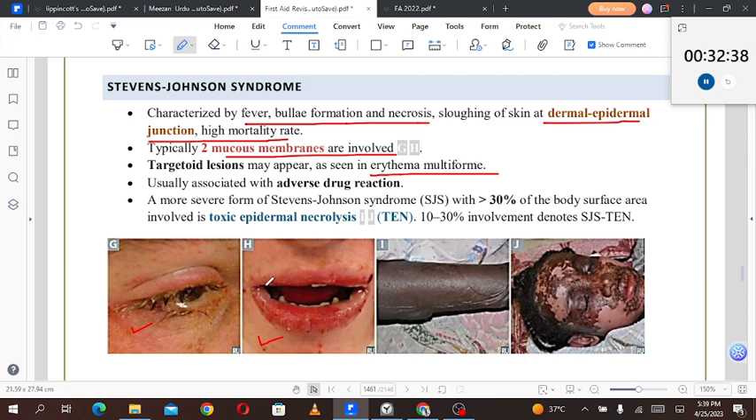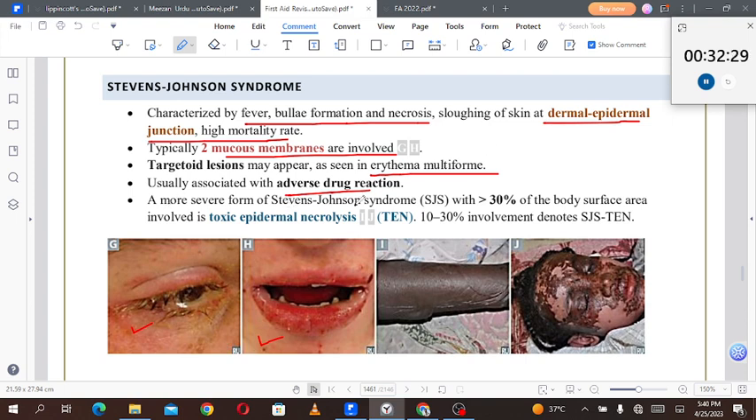So targetoid lesions may form in Stevens-Johnson syndrome, usually associated with an adverse drug reaction. For example, TMP-SMX can cause Stevens-Johnson syndrome, or maybe antiretroviral therapy, that is non-nucleoside reverse transcriptase inhibitors like efavirenz or nevirapine, may also be associated with Stevens-Johnson syndrome.